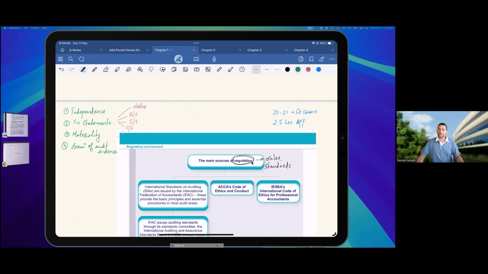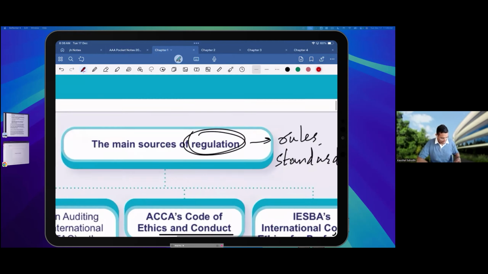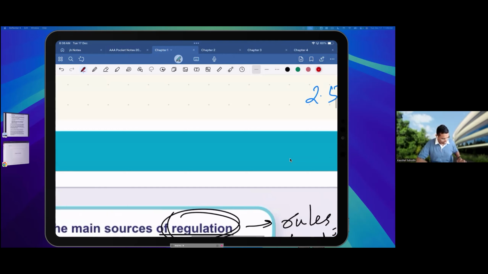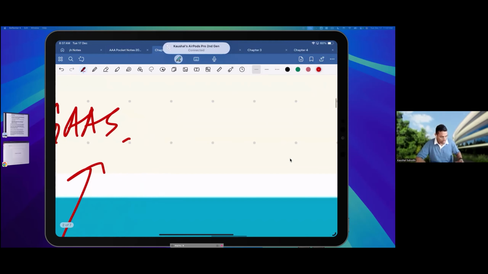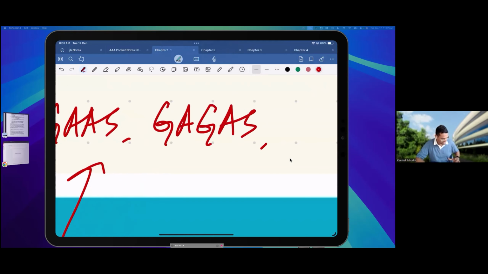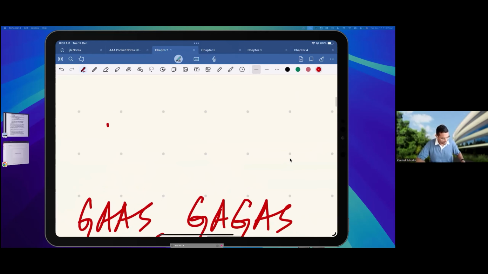So yes, you need regulation, you need standards, you need rules. Now, what are the different kinds of rules? Let's use another color, maybe red for the day. What are the different rules which you have heard about? There are the Generally Accepted Auditing Standards as per the US. You have Generally Accepted Government Auditing Standards. Where do you see this? This is basically used in US government agencies, especially for auditing government funds, and that's where you use GAGAS. You have the PCAOB, Public Company Accounting Oversight Board.